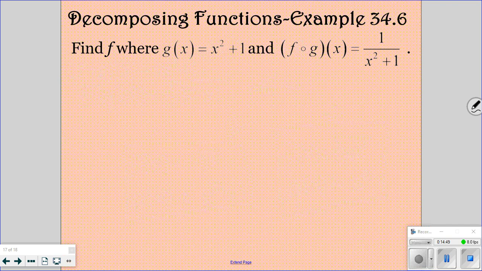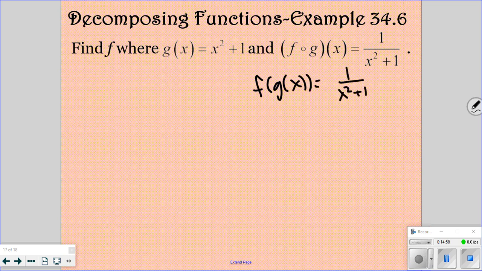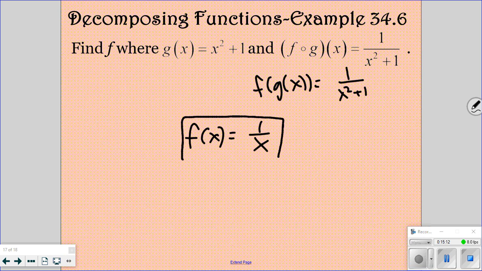We want to find f, where it says g of x is x squared plus 1, and f of g of x is 1 over x squared plus 1. So we plugged in x squared plus 1 into our original function. So where we have x squared plus 1, originally we would have had just an x. So that would be the equation for your f function, 1 over x. Because when you plug this in for your x, you get what they gave you. So that's how you do decomposition for functions. You're basically going backwards. And so it does take just a little bit of practice. You got to practice just a little bit, okay?